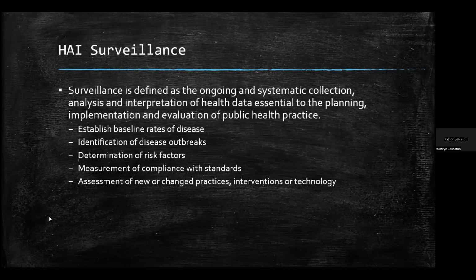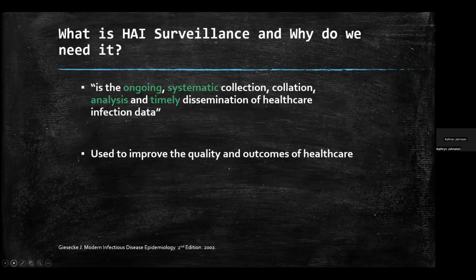But as I stated earlier, it's complex, so let's take a look at it. The components of surveillance that I want to stress to you is that it has to be ongoing and there has to be systematic collection. If you talk about systematic collection and then collation and analysis, then that means you have to be documenting this information that's being collected. So we'll break it down a little bit.